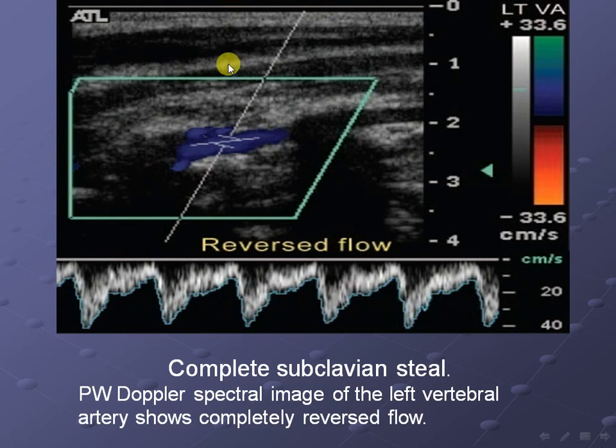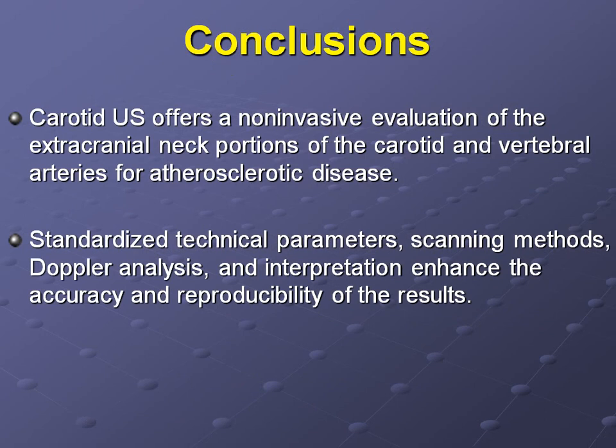Reversed flow. So, in conclusion, carotid artery ultrasound offers a non-invasive evaluation of the extracranial neck portion of the carotid and vertebral arteries for atherosclerotic disease. There should be standardized technical parameters, scaling methods, Doppler analysis, and interpretation to enhance the accuracy and reproducibility of the results. All of us should do it the same way, so the same results come out, or at least very close results between all of us. The patient shouldn't go to one doctor who says complete occlusion and another who says incomplete occlusion. We should all make the same measurement the same way, to make reproducible results. Thank you very much.